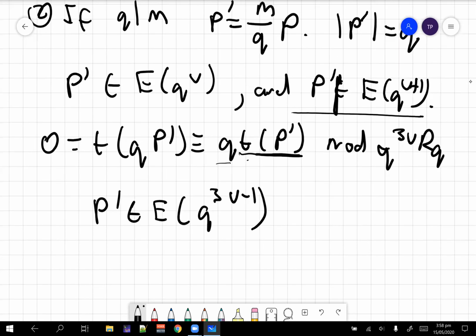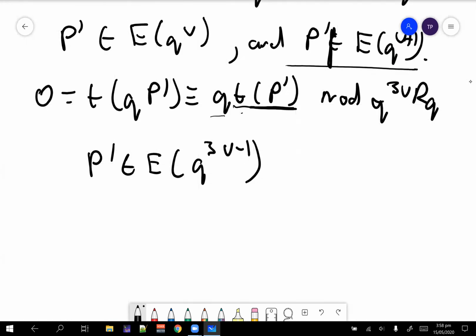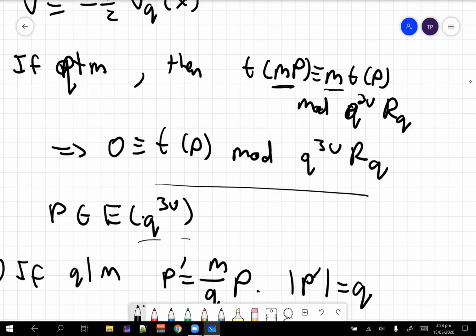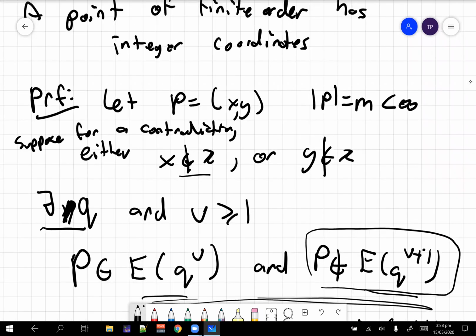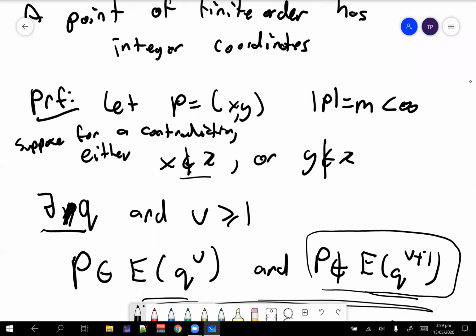So in both cases, we arrive at a contradiction, and hence our original assumption that x and y are not both integers is false. That contradicts that, so that means the point has to have integer coordinates.